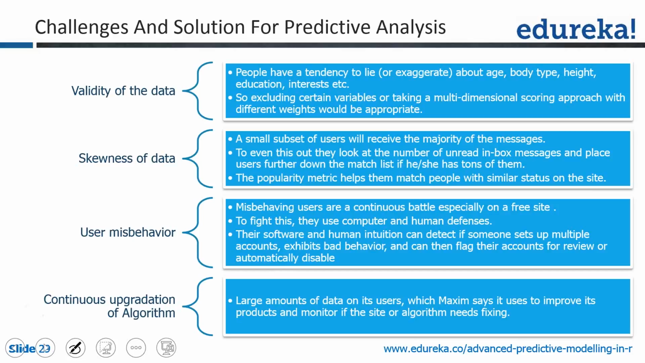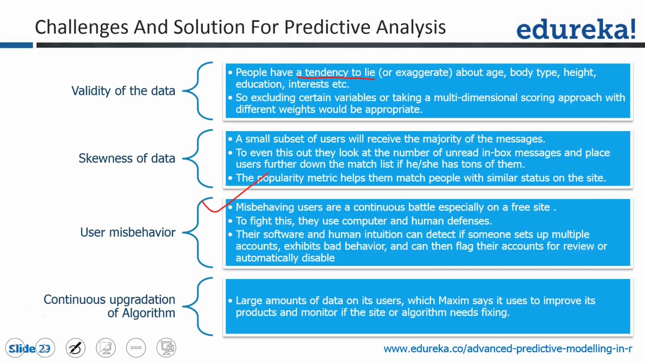Of course, there are a lot of challenges when you analyze the data. Validity of the data: people have the tendency to lie. How do I detect that? Skewness of the data: if you're handsome or very beautiful, you might get a lot of invitations, and this is also analyzed. If there are a lot of unread inbox messages, that particular person is high in demand, so that person's photograph is dropped in the search.